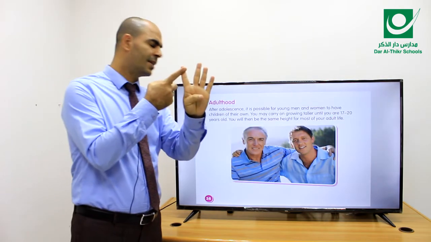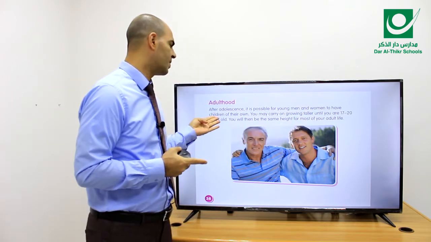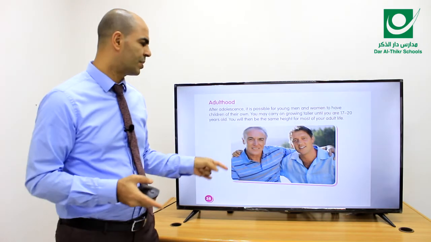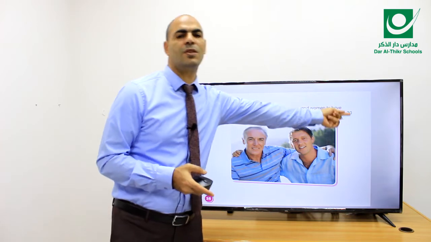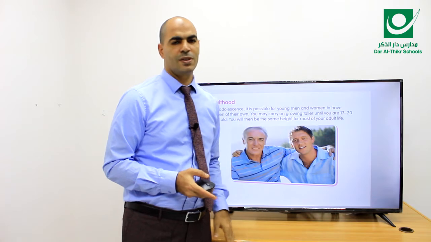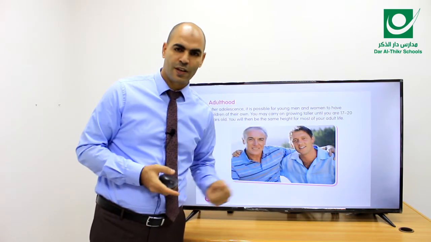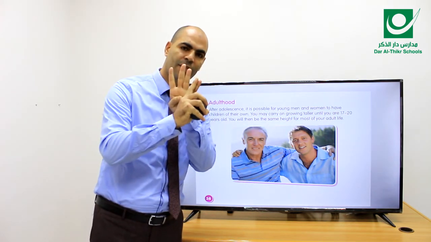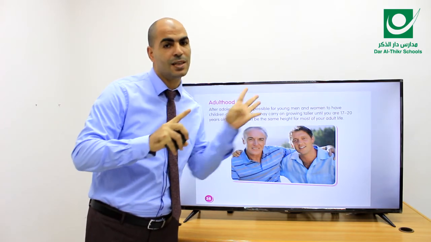Finally, the 4th stage is adulthood. After adolescence, it's possible for young men and women to have children of their own. When you are an adult, you can marry and have children. You may carry on growing taller until you are 17 or 20 years old. You will be the same height for most of your adult life. So how many stages are there for the growth of a human or in our life? 4 stages. The first one, infancy, childhood, adolescence, and adulthood.